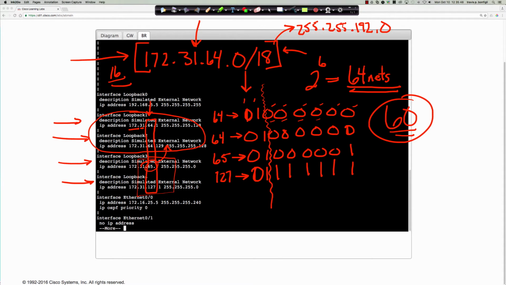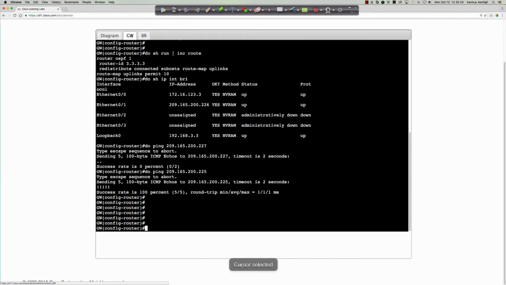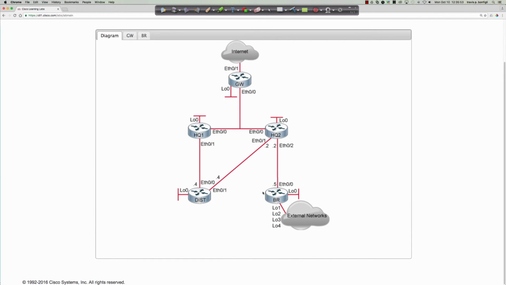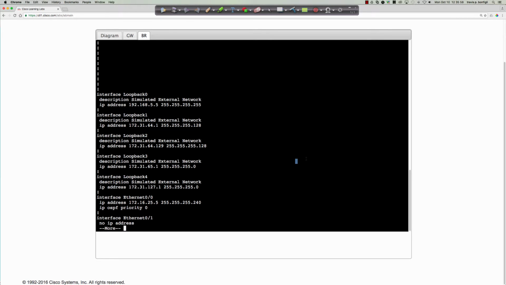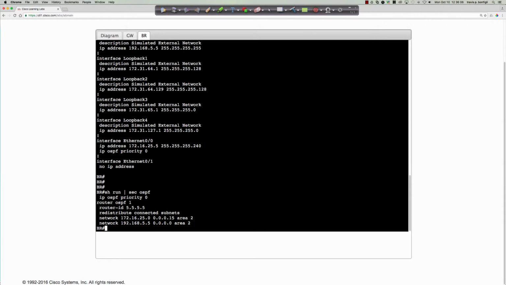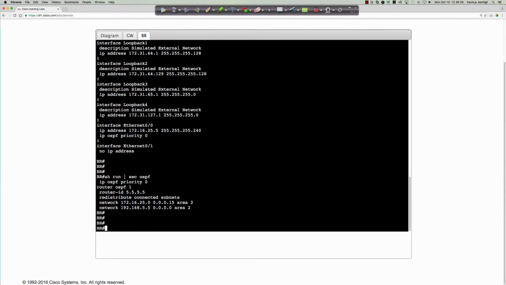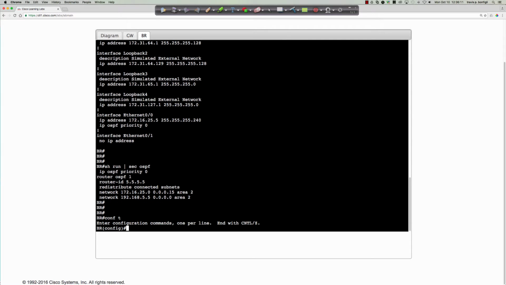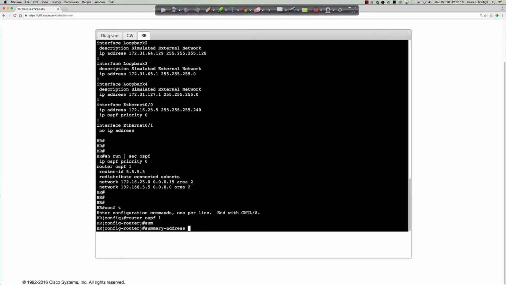Let me clear this here, 172.31.64.0/18. And on the branch router, that is where we're going to do the summary. So let's jump in here on the branch router. Remember that those networks in show run section OSPF are being redistributed, right? We are redistributing connected networks now. So let's get into global config. We're going to say router OSPF 1, and I'm simply going to say summary-address. Now, why am I saying summary-address and not area range here? Exactly.